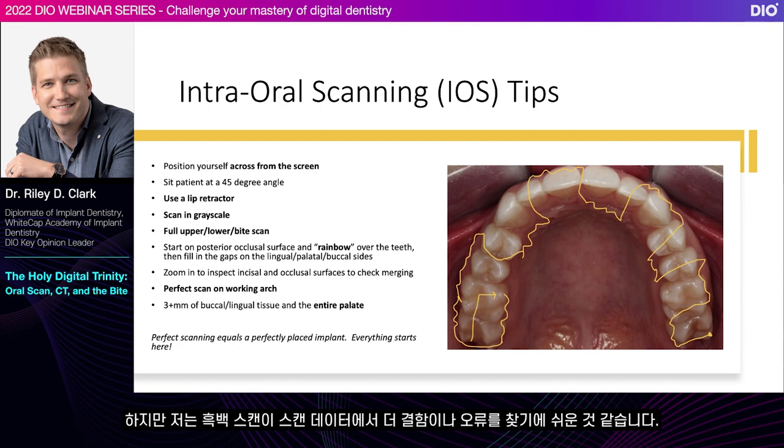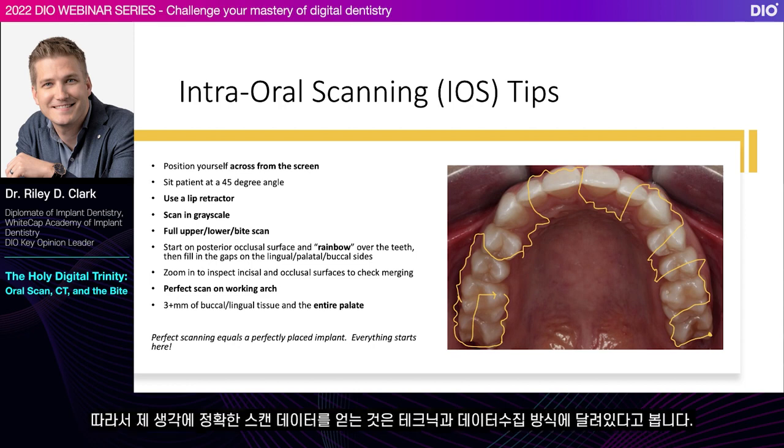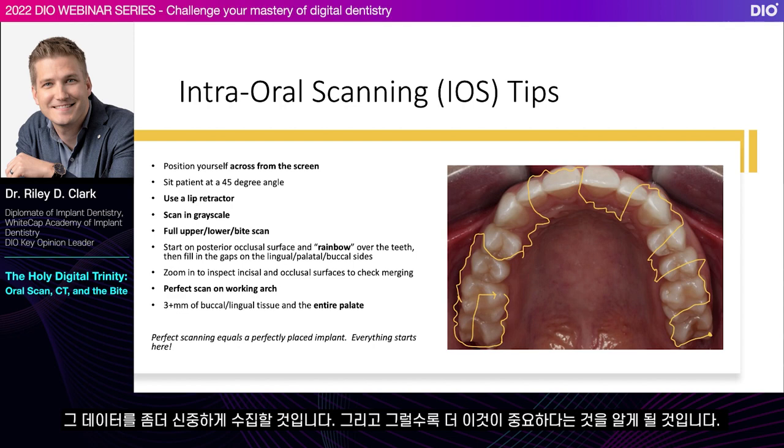What you see here in the picture, this yellow line, represents a pattern that I recommend we use. I call it kind of the rainbow technique, going back and forth from buccal to lingual surfaces as we go across the arch. And so getting really accurate scan data, in my opinion, is all about technique and about your approach to gathering the data. If you realize that this data is essential for proper surgical outcomes, then the data is often acquired with a little bit more thought, and with more thought turns out more important.